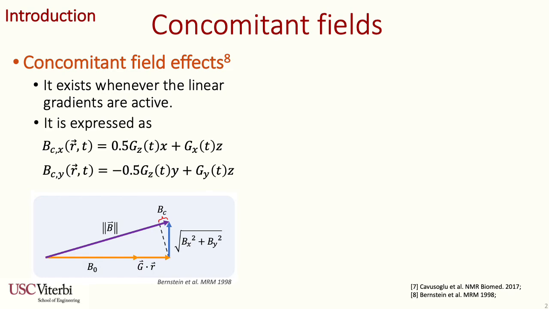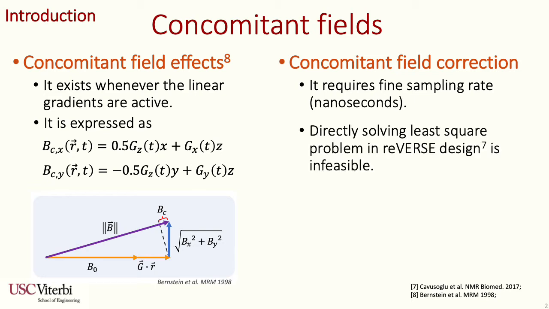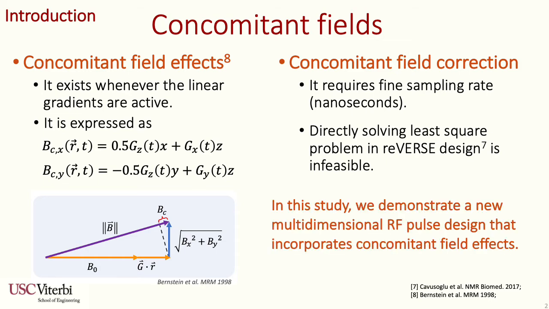Based on Bernstein et al., the concomitant fields can be described. It is possible to consider the concomitant fields in the reverse design. However, transforming them into the rotating frame requires fine sampling intervals on the order of nanoseconds. So directly solving the least square problem using the reverse design seems impractical, and for this reason we introduce a new approximation. In this study, we demonstrate a new multidimensional RF pulse design that incorporates the concomitant field effects.